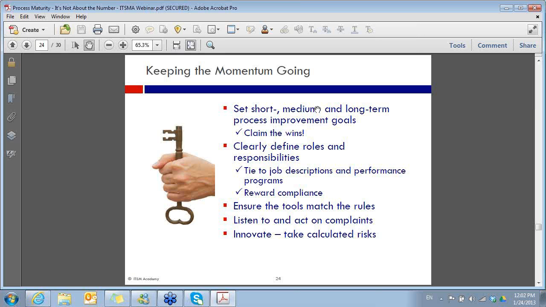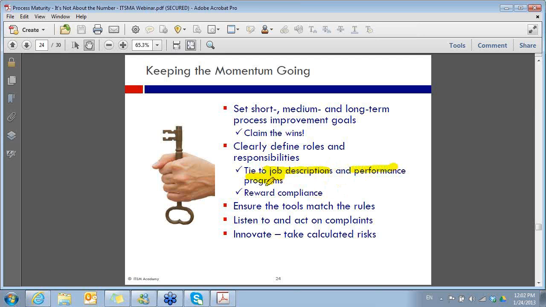Making sure that you are baselining what you're doing so that you can continually along the way show that ROI, have short-term, medium-term, long-term goals. Make sure that, and this is always an important point, that when you're defining roles and responsibilities, you circle around and look at, do we need to change people's job descriptions? Do we need to change people's performance programs so that they understand the importance of complying with these processes?